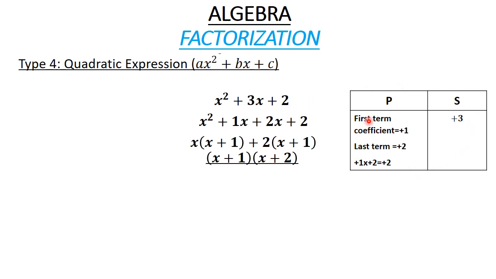So you ask yourself, first term is 1 and last term is positive 2. So you multiply these numbers, positive 1 times positive 2. They have given you the product, positive 2. What is the sum? The sum is the middle number, positive 3. So what are the two numbers? So start thinking, what two numbers are going to give me the product positive 2 and the sum positive 3.